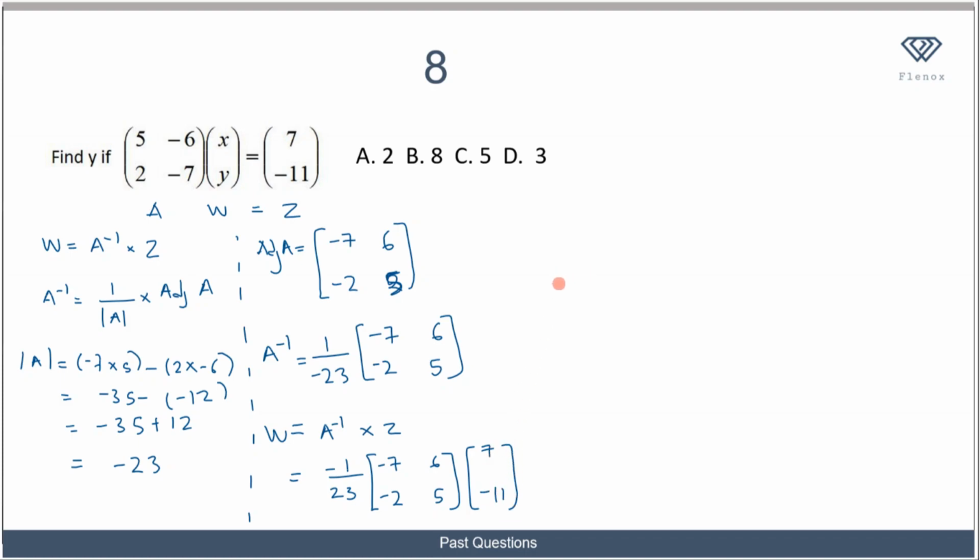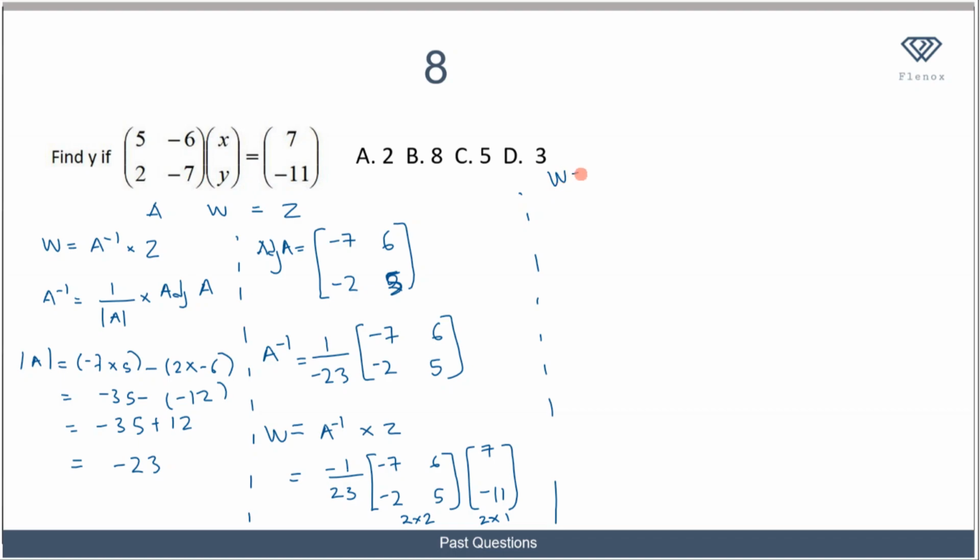So what does that become? That is pretty straightforward. So let's start with the multiplication. Here I have a 2 by 2 matrix, and here I have a 2 by 1 matrix. So the resulting matrix is going to be a 2 by 1 matrix, and the number of columns here is equal to the number of rows here, which is 2, 2, and the multiplication is possible.